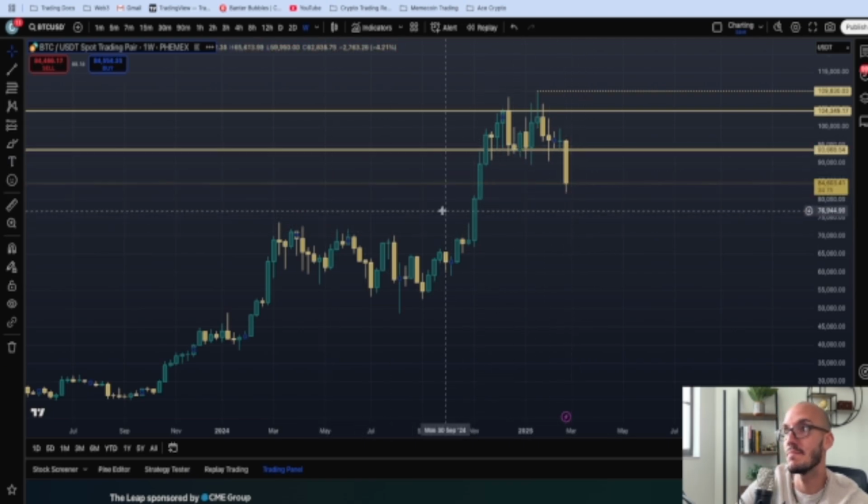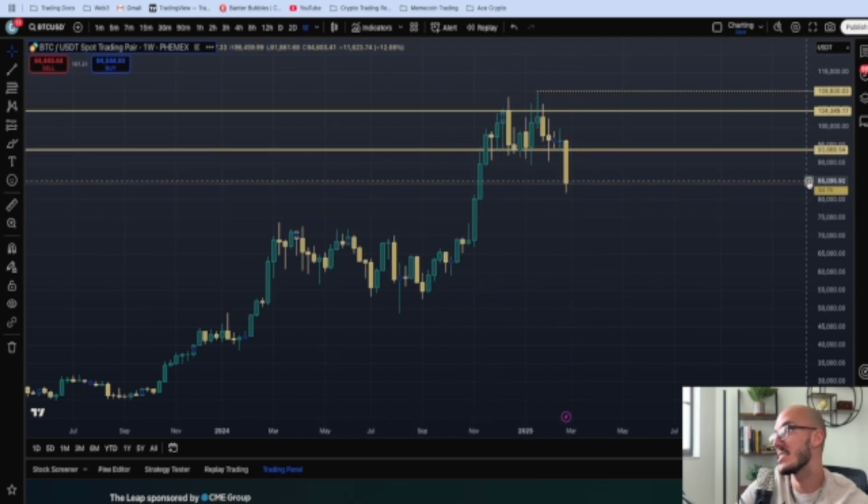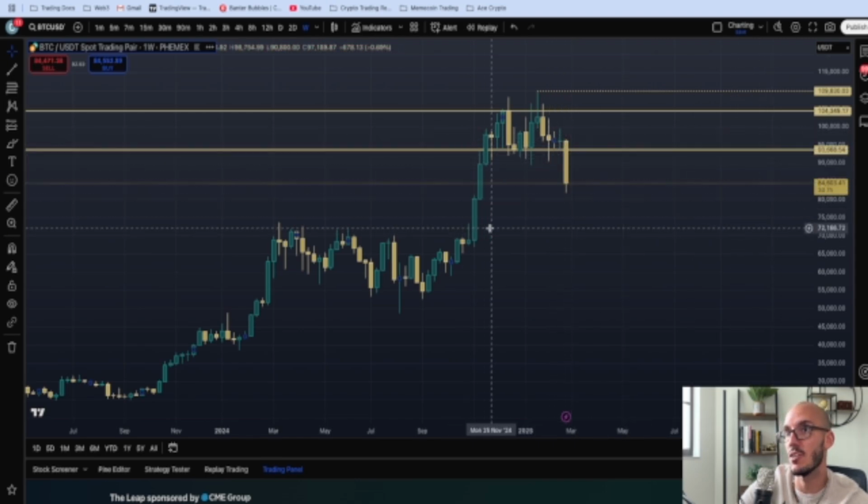So currently, the price of Bitcoin is at 84,600. And then we have this wick right here. This candle isn't closed, so the week hasn't finished yet. This candlestick is not closed yet, so this will change until the end of this week.